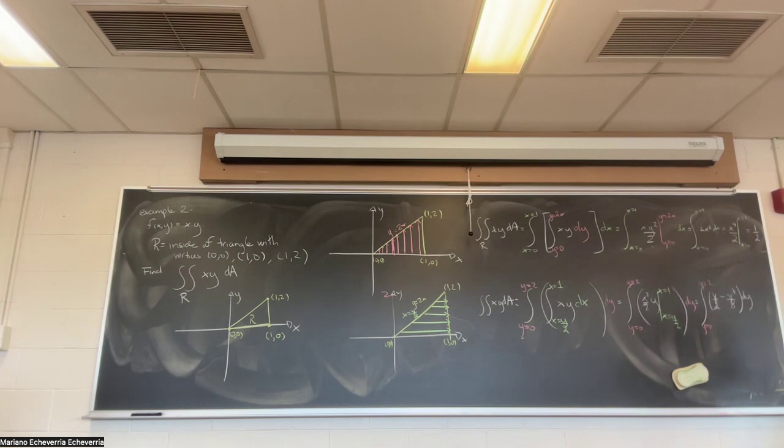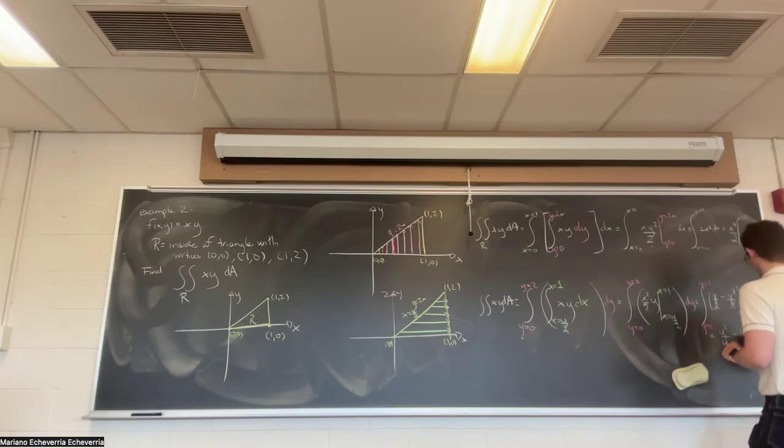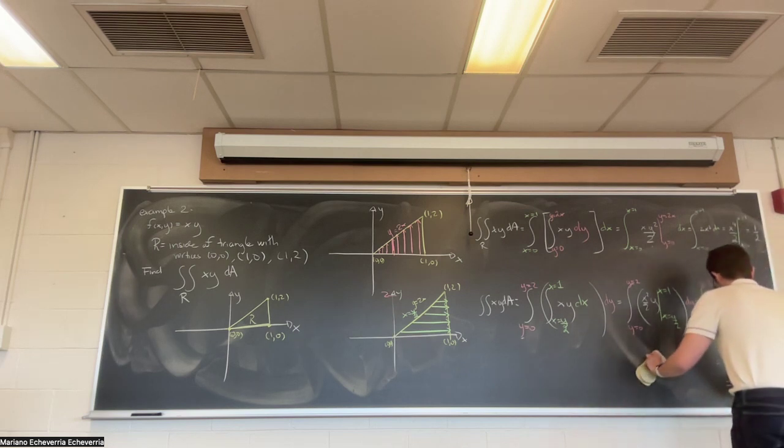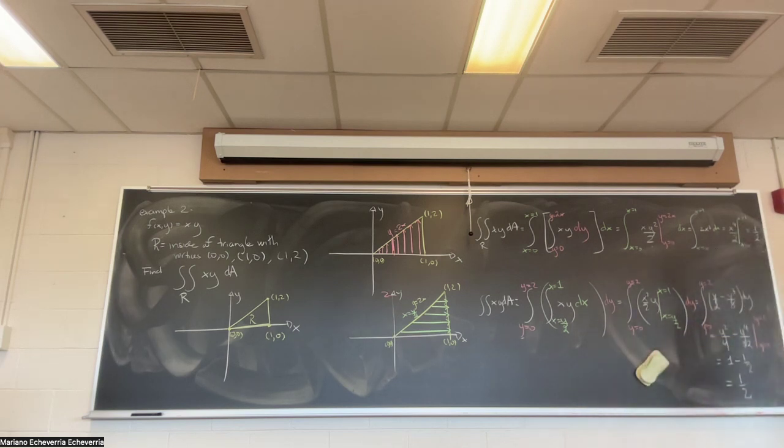And this is just what? y squared over 4 minus y to the 4 over 32. So that gives you 1/2.